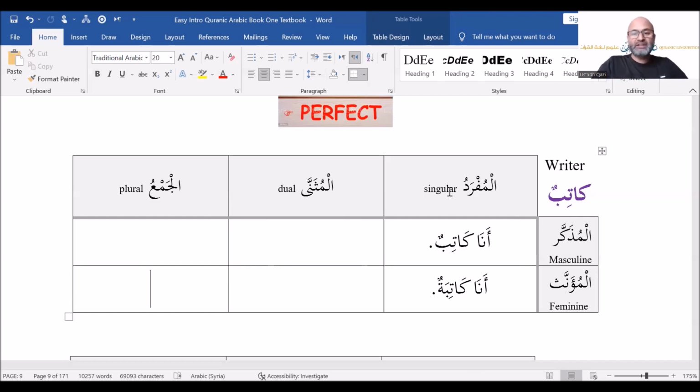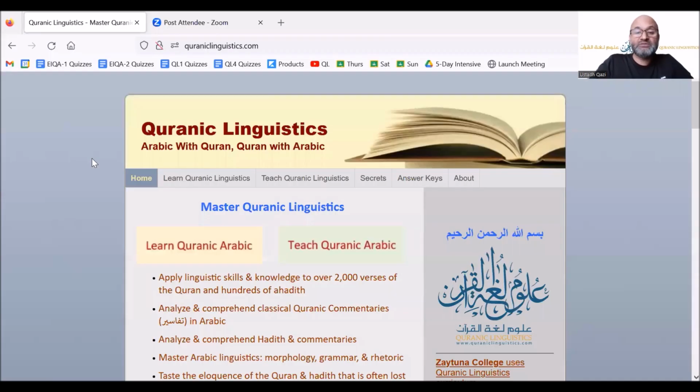So go to the website QuranicLinguistics.com. In fact, let me show you the website right now where you can find the answers. Once you complete this practice, you will need to check your answers. So here's the Quranic Linguistics website. The website is currently undergoing a redesign. This is an old design, and inshallah, within a week or two, you will see it will look different.